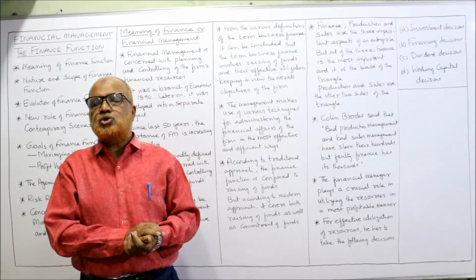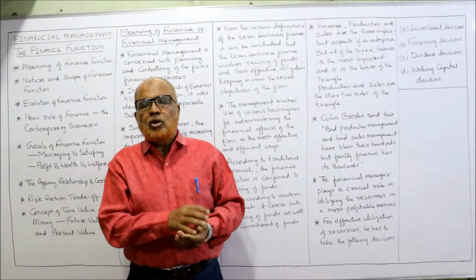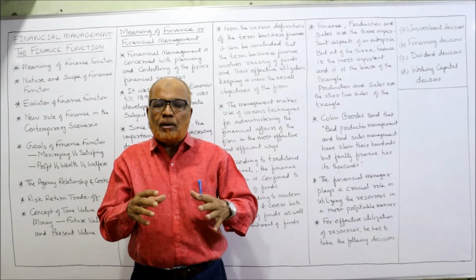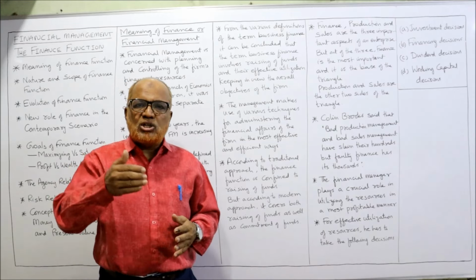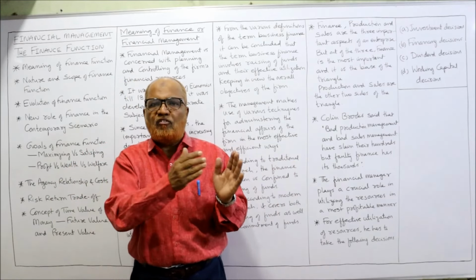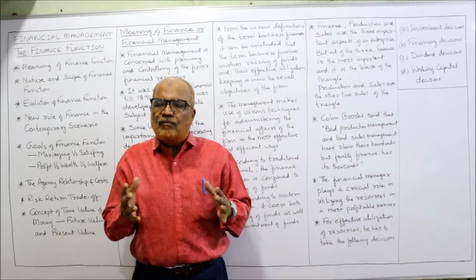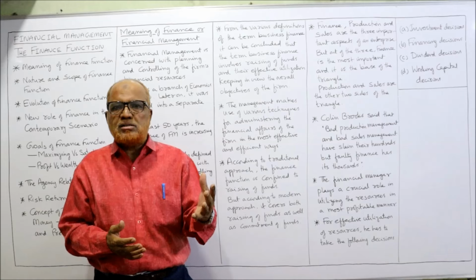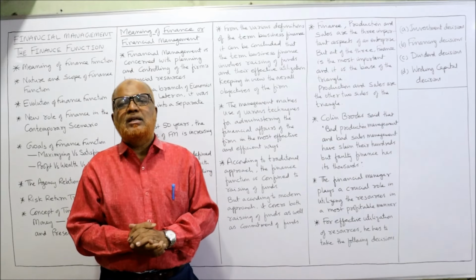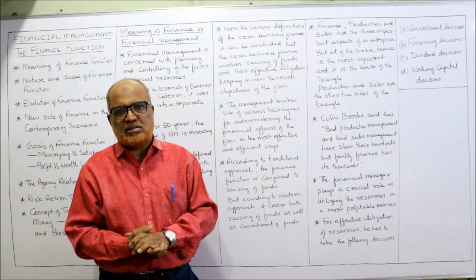Example, a machine has to be purchased. Before purchasing the machine, the business has to evaluate what are the cash inflows and cash outflows of purchasing this machine. So different techniques, capital budgeting techniques, are there. By applying those techniques, the finance manager will decide whether to invest or not to invest.